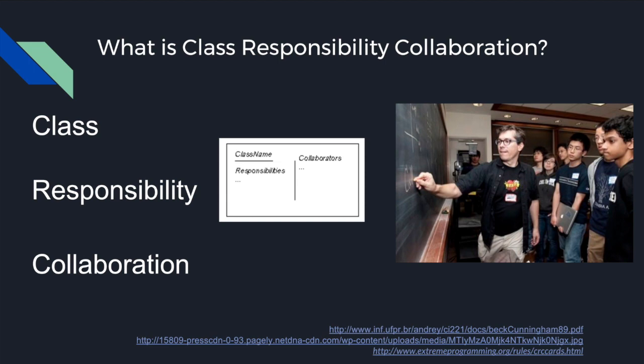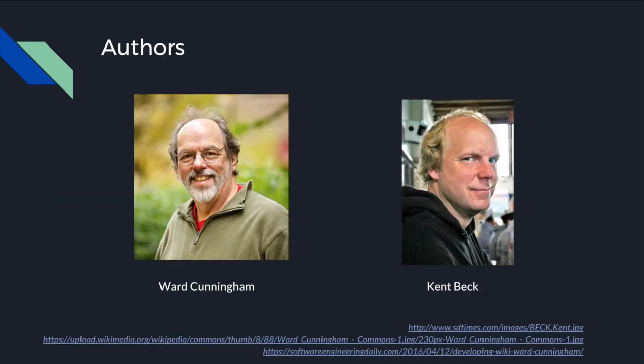Class responsibility collaboration is also a suggested practice of extreme programming. It helps break away from a procedural mindset and understand your code as object-oriented. This is only useful when utilized during the brainstorming phase of an application development. Ward Cunningham and Kent Beck were the authors of class responsibility collaboration.